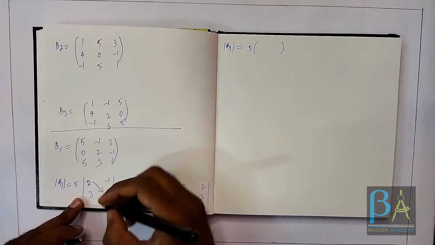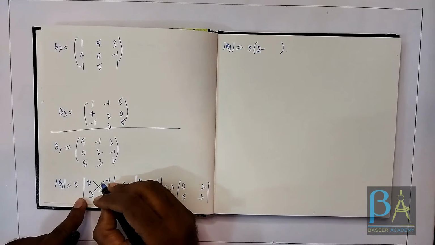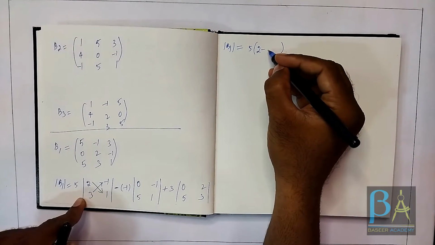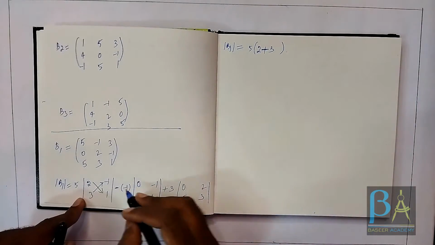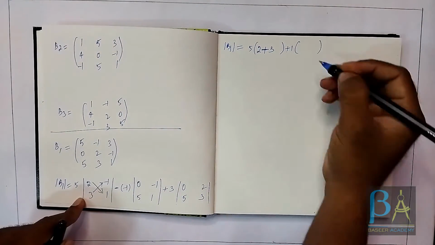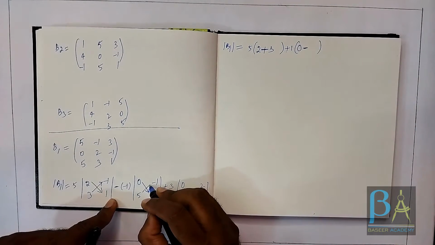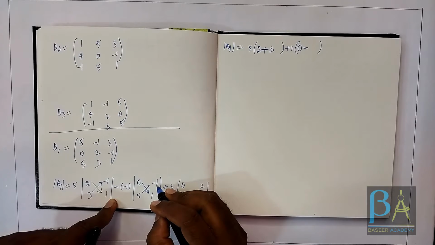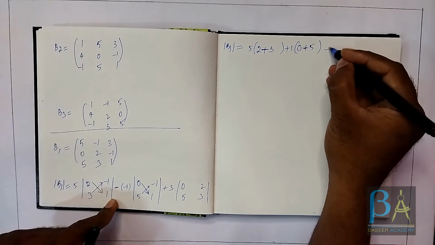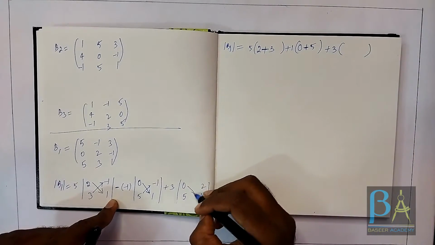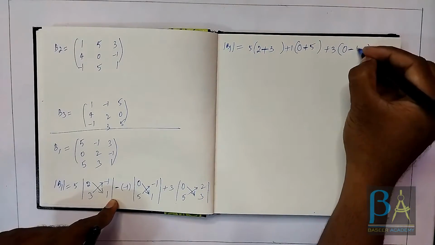2 into 1 is 2, keep a minus sign, and then multiply these two numbers. 3 into -1, that's going to be -3. But since I have a minus sign already here, you can make it +3. Minus into minus is +1. Now 0 into 1 is 0. Keep a minus sign and then multiply these two numbers. 5 into -1 is -5. But then since you have a minus already here, minus into minus, that gives you plus. Now 0 into 3 is 0. Keep a minus sign and then multiply these two. 5 into 2 is 10.